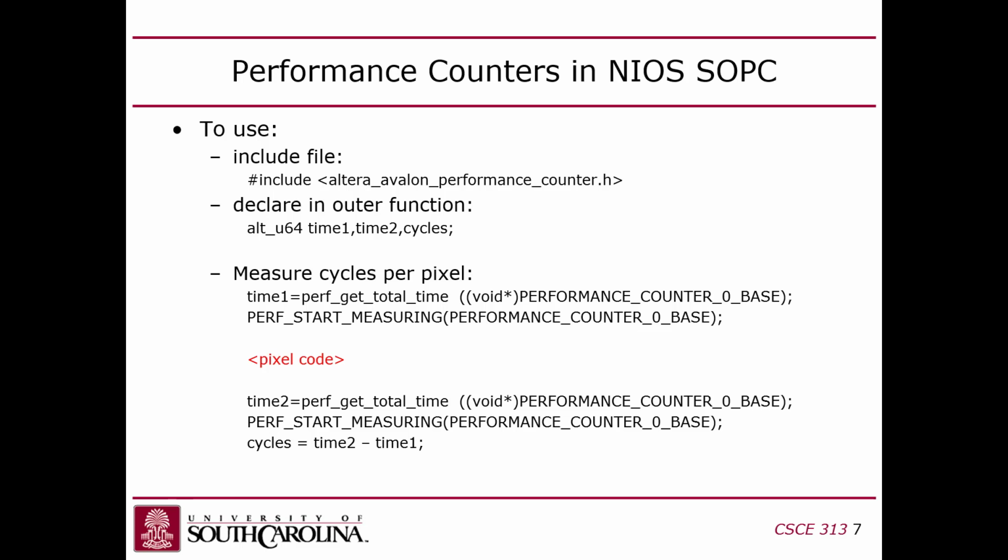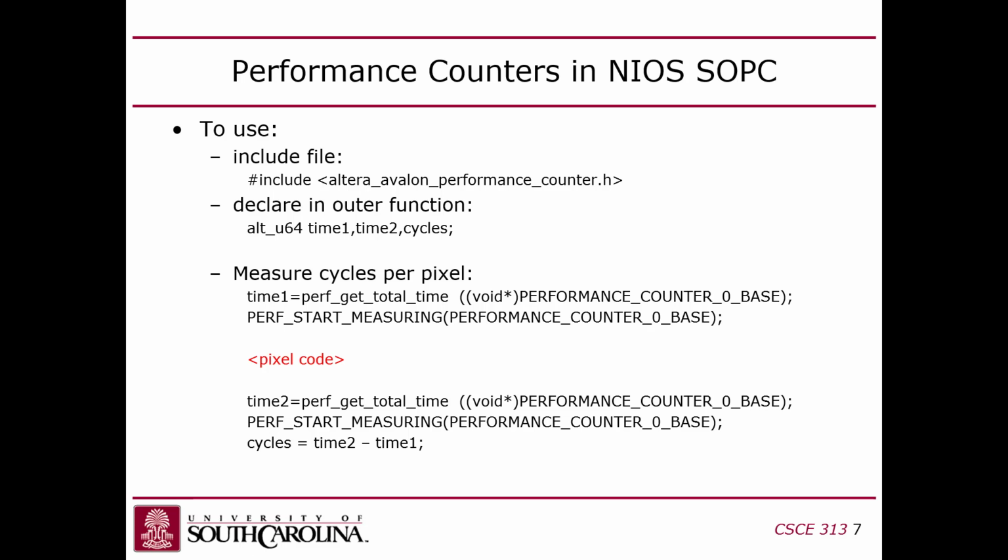Now you might say, did you declare those as local variables, or global variables, or where did you put those? It's up to you. It doesn't really matter. They can be global variables or local. I made mine local. I declared them in the function that I'm doing the measuring in, but it doesn't matter too much. Then there's a function called perf_get_total_time, and you have to pass in the base address of the performance counter, whatever that happens to be when you add it in Platform Designer, and that will just get you the current count.